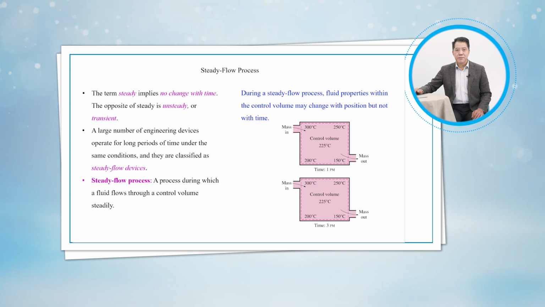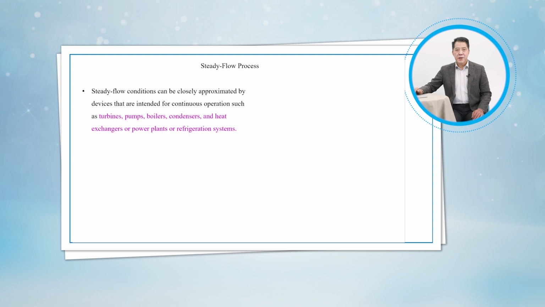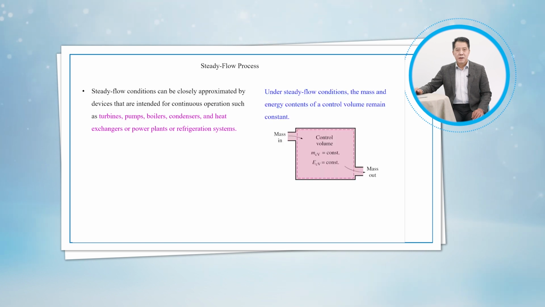but not with time. Steady flow conditions can be closely approximated by devices that are intended for continuous operation, such as turbines, pumps, boilers, condensers, and heat exchangers, or power plants, or refrigeration systems. The fluid properties can change from point to point within the control volume, but at any fixed point, they remain the same during the entire process.